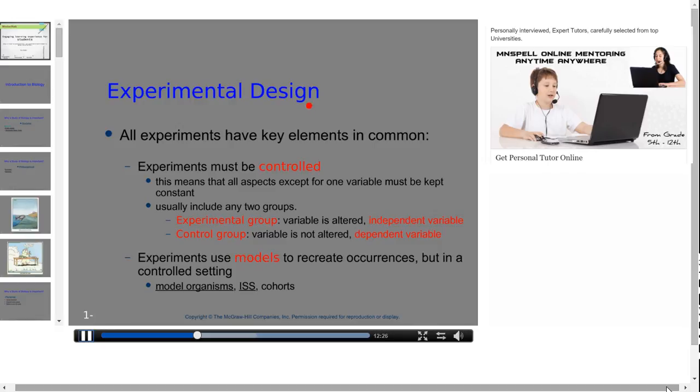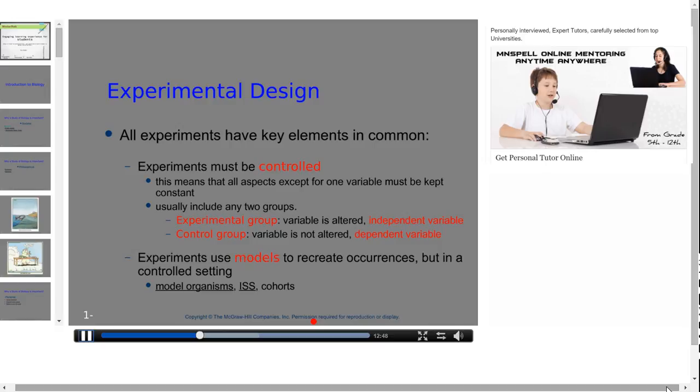Then we have the control group and the experimental group when you're doing a particular experiment. This is not just related to biology, this is related to every stream under science, that you have an experimental group and a control group. The control group is not being altered, and that is the dependent variable. The experimental group is the variable which is altered, and that is the independent variable.